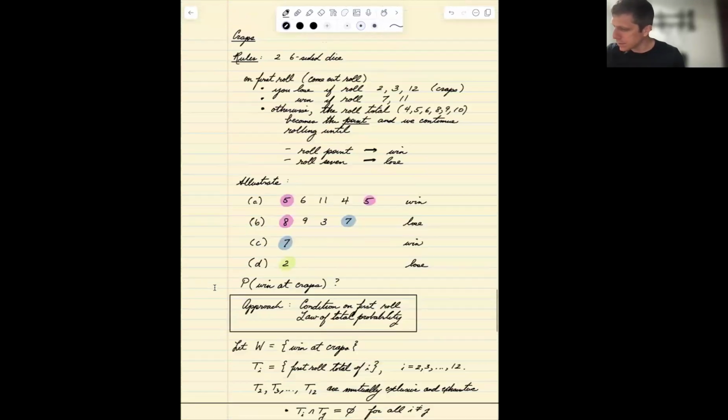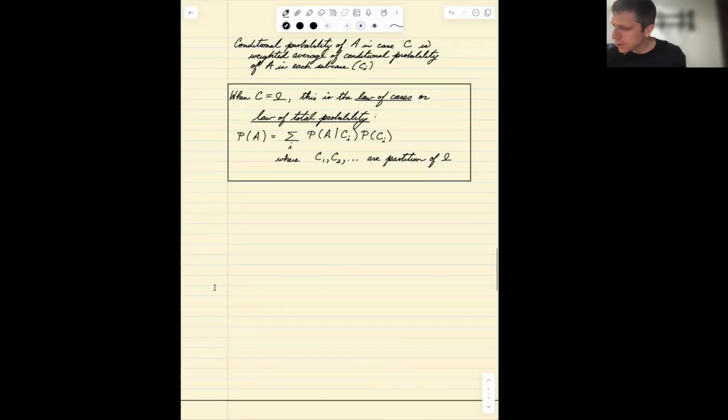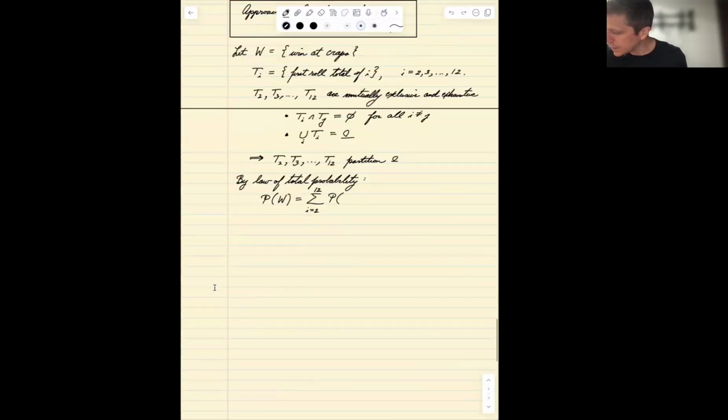So what is it? Let's look at it here. So in this case, A is going to be the probability that we win. The cases are the TIs. So it's the probability that we win given TI times the probability of TI, right? So those are the equivalents in this case. That's the law of total probability. So the probability that we win given TI times the probability of TI.